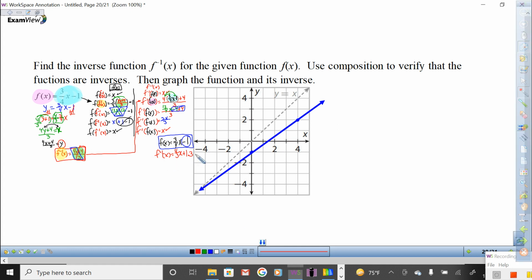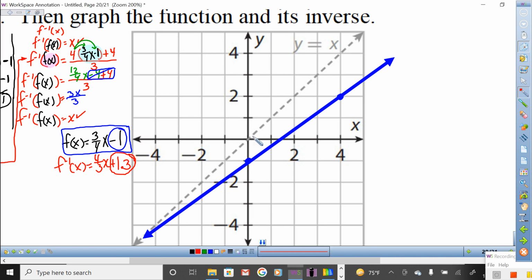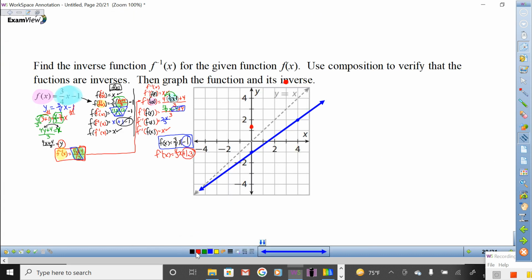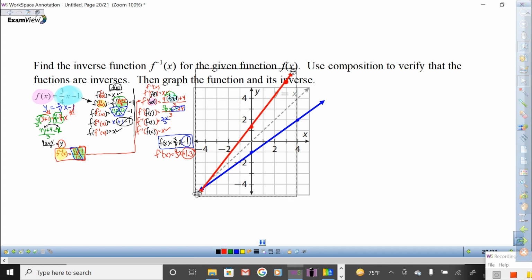Let me graph the inverse. So what is the y-intercept? The y-intercept is 1.3. Let me zoom in. 1 1/3 is about right there. And what is my slope? 4 steps up, 3 to the right. So I go from here, 1, 2, 3, 4, and 3 to the right. 1, 2, 3. So it's here and there, and then graph your line going through those 2 points. Let me zoom out. Look at that beauty.